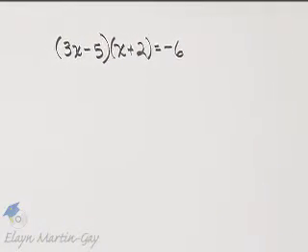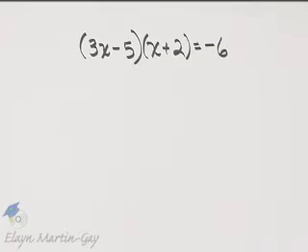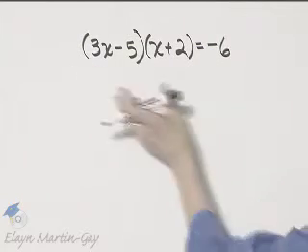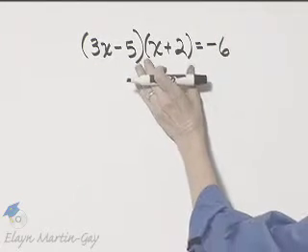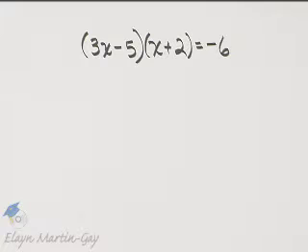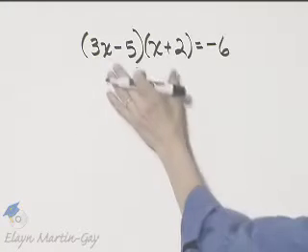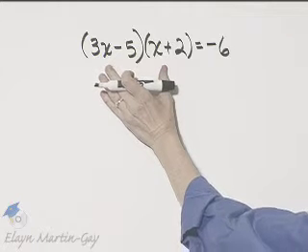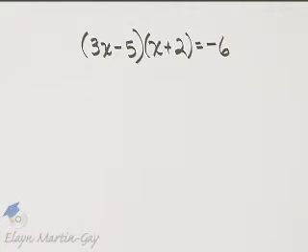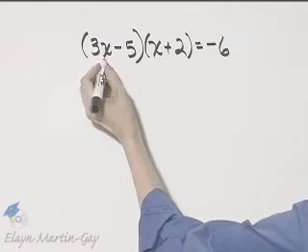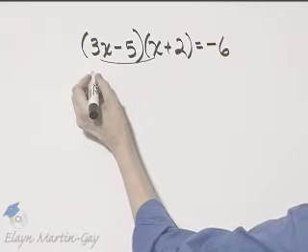Let's solve this equation. You may be tempted to write 3x minus 5 is equal to negative 6 and x plus 2 is equal to negative 6, but remember that's the zero factor theorem. One side must be a factored polynomial, the other side must be zero and not any number other than zero. So how do we solve? Well, we need to multiply, so let's go ahead and multiply.